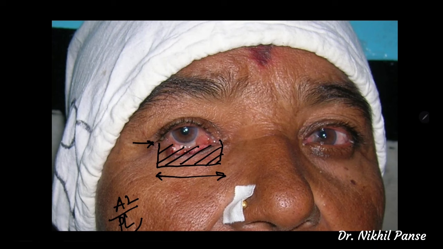This is the transverse dimension. Width wise, this I think is a fairly narrow defect. The vertical dimension would be around 7 to 8 millimeters approximately. So it would be a fairly narrow defect, an easier defect for us to manage. Now that we have understood what the defect dimensions are and what the components of the defect are, let us think about the reconstructive options we have.